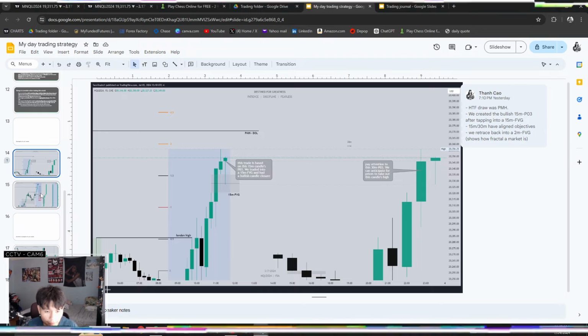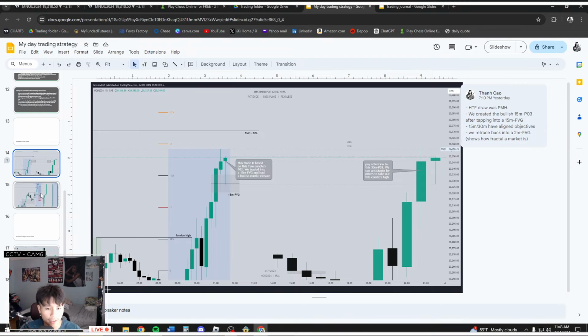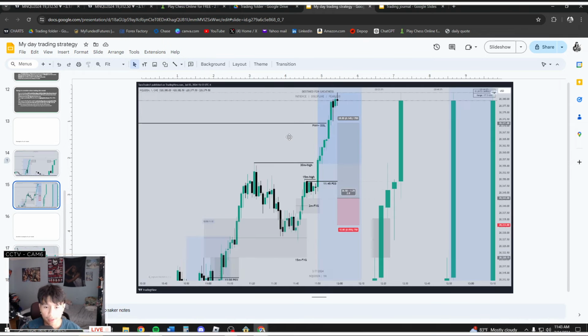So there's the idea of fractality. I don't know what it is, but the markets are fractal, basically based on what ICT states. So the same model here, us retracing into that 15-minute fair value gap, occurs on the 1-minute time frame. So here, zooming into the 1-minute time frame, note out that 15-minute high and 30-minute high. So those are my draws on liquidity on the 15 and 30-minute time frames, right?